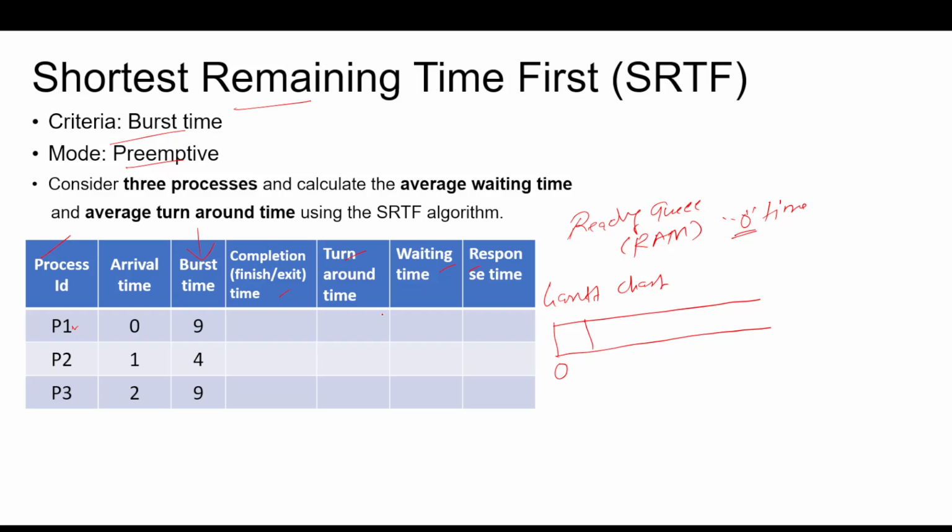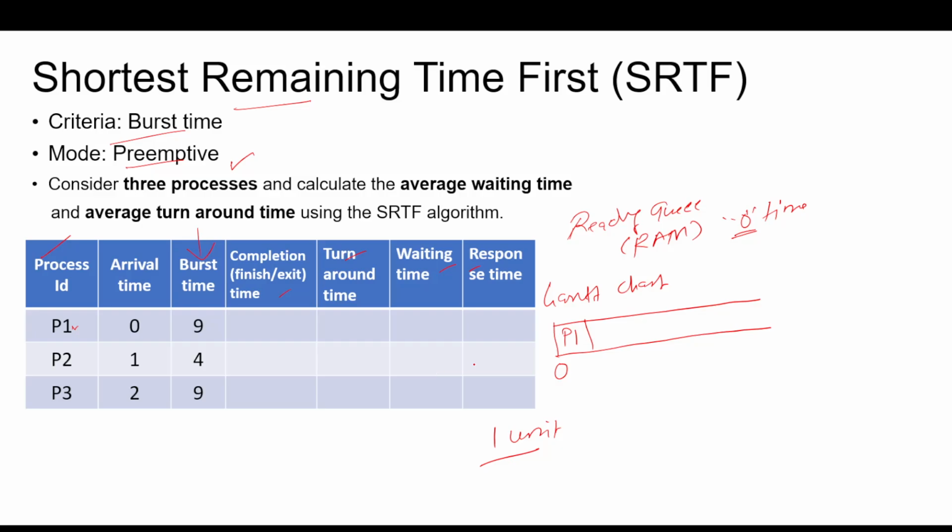Now the criteria says to consider the burst time, but in the ready queue, or RAM, only one process is there, so there is no requirement to check the criteria. Directly you can execute the P1 process. But for how much time? For only one unit, because the current mode is preemption. That means we execute the processes for only some time.